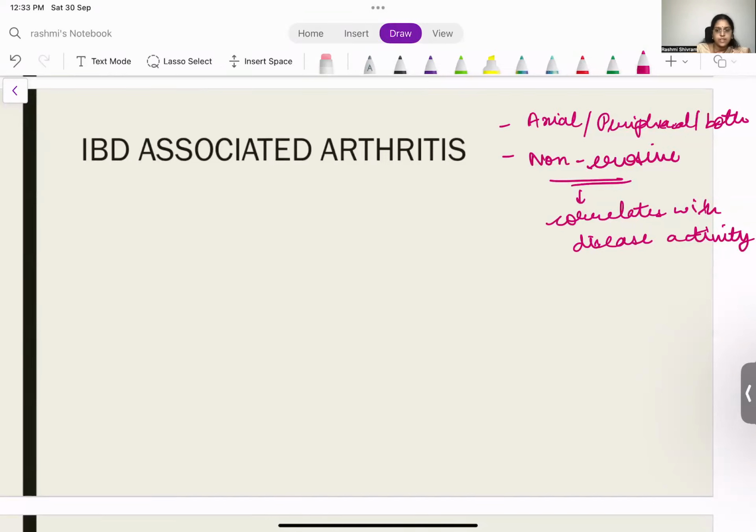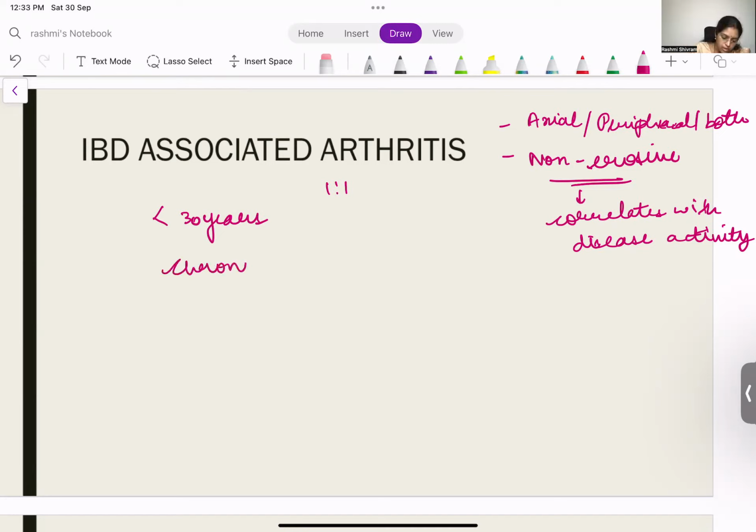It is common in both males and females in the ratio of 1:1, 50-50. Again, this is a disease of the young, less than 30 years. In less than 30 years, you can develop IBD-associated arthritis. It's not usually older people. It is usually the lesser age group, less than 30 years.